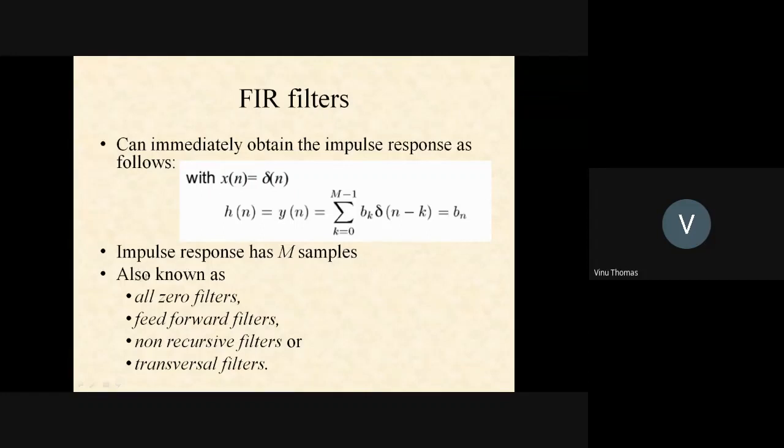Now this is also known as all zero filters, also known as feed forward filters, because signal flows only in one direction. There is no feedback from the output side to the input, because the present output does not depend on the previous values of the output. So signal moves only forward. So we call these feed forward filters. It's also known as non-recursive filters or transversal filters. And the most popular name, as you have seen, is the tapped delay line filter.